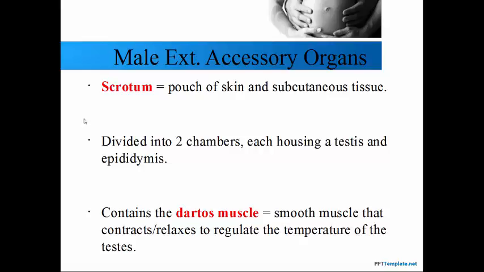If the body gets too hot, they will relax to cause the testes to distend a little bit further from the body, so they don't get too warm. In order for sperm cells to be healthy, they need to be kept at a very particular temperature. If they get too hot, they will die. If they get too cold, they will die. So this has to be regulated very tightly, either moving the testes up or moving the testes down, depending on that male's environment at that time.